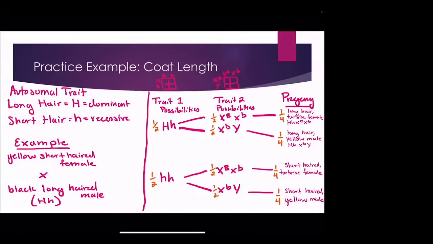So if you start with the trait of coat length, you have two options based off the parents, and that is to have long hair or short hair, with heterozygous and then homozygous. And then for trait two, the possibilities are going to be half being tortoise, especially if they're female, half being yellow if they're male, and then in the short hair, the same variety. And so the progeny that you can end up with are on the right.